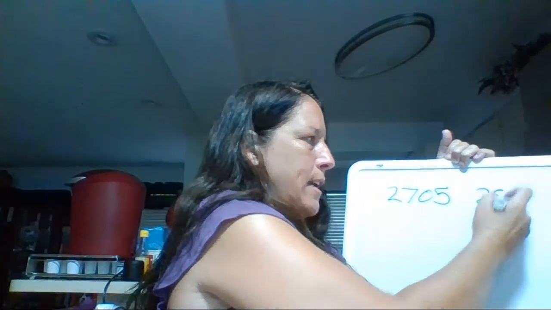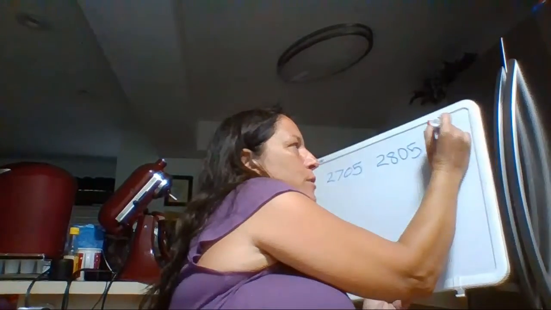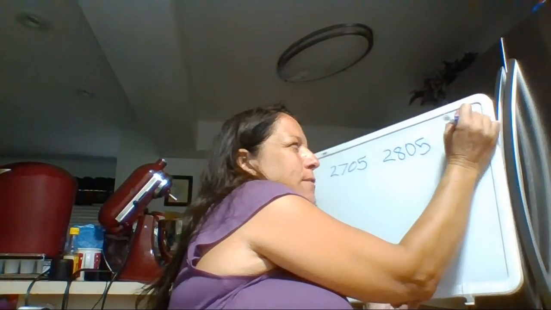Right, so quick pick number 5 had some tricky ones on there today. We're going to start with the first one. It was one of these number patterns. It had the number 2,705, and then it had the number 2,805, and then it had the number 2,905.